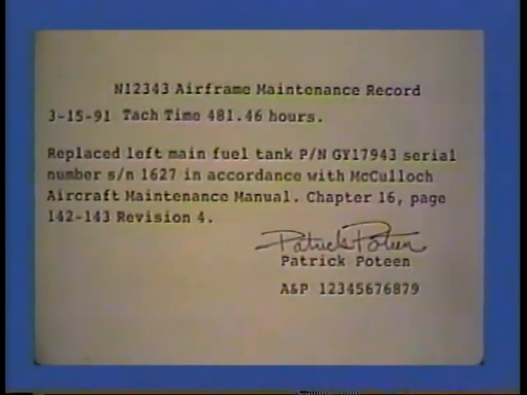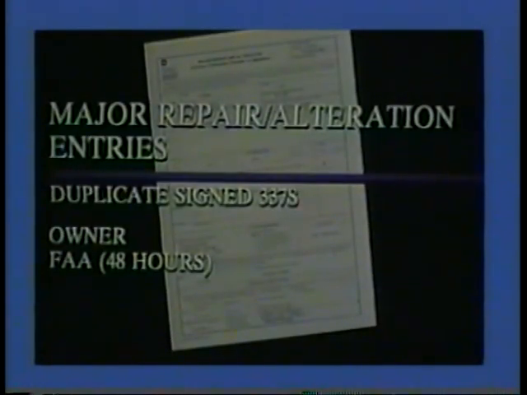An exception to the 337 rule is that if you install extended-range fuel tanks in an aircraft's baggage or passenger compartment, you must fill out three 337s, one for the owner, one for the FAA, and one for display inside the aircraft. Now let's talk about yellow tags.